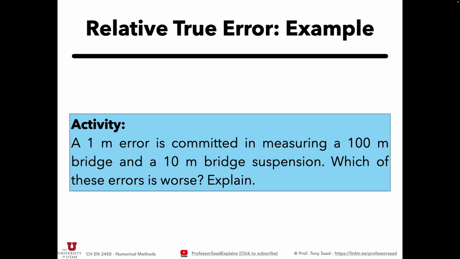All right, let's do this activity. A 1-meter error is committed in measuring a 100-meter bridge and a 10-meter bridge suspension. So we commit a 1 meter error both in measuring the 100 meter bridge and the 10 meter suspension on that bridge. So which of these errors is worse? Okay, go.